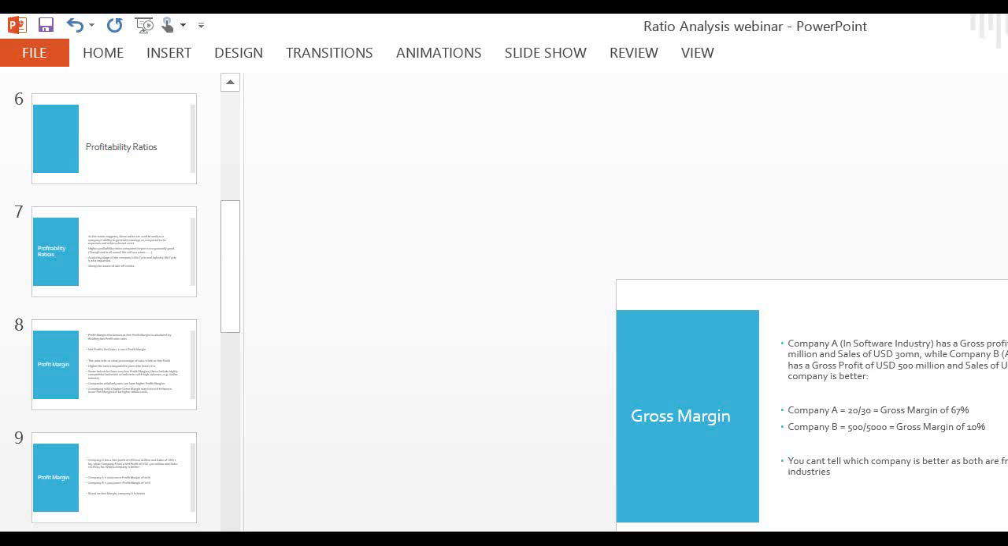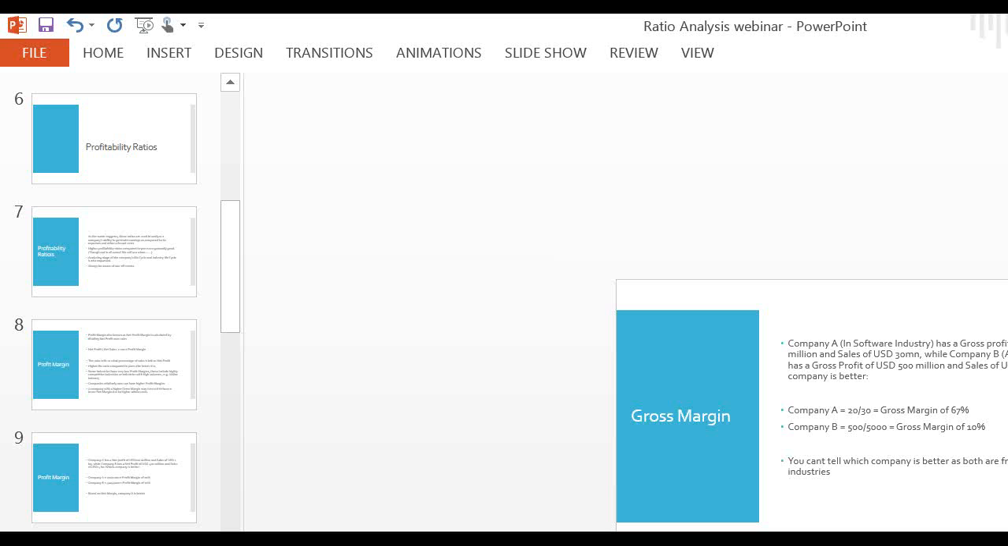Again, in this situation, we cannot tell which company is better because both companies are from different industries. What we need to do is analyze both these companies against their peers and their industry averages to see whether the companies are doing well or not.